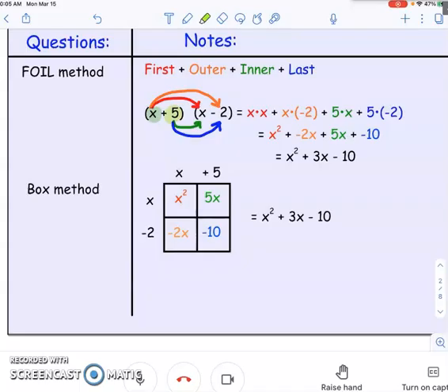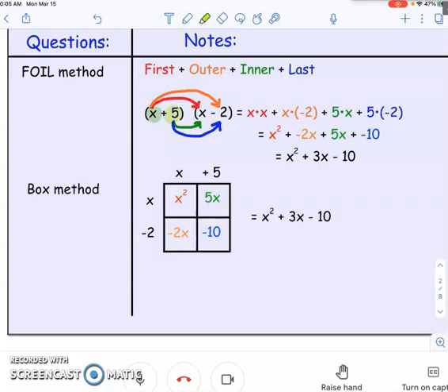The second method is called the box method. It's where you take your binomials and you split the terms. So you see on the top I put X and then +5, and then on the side I have the X and the -2. So it's separating those binomials into the two monomials that they're made up of.